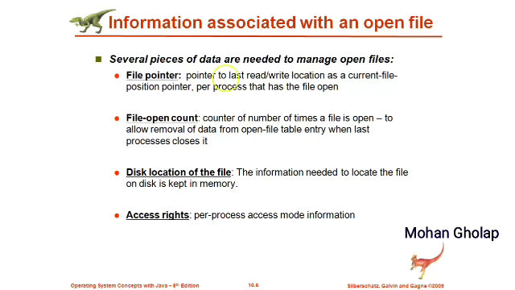The next one is file open count. This is a counter of the number of times a file is open. Because the file is a shared entity, the same file can be shared among a number of users as well as a number of processes. The processes may have opened a particular file for different operations. So you should have a way to know how many users or how many processes have opened that particular file. That is the counter of the number of times a particular file is opened.